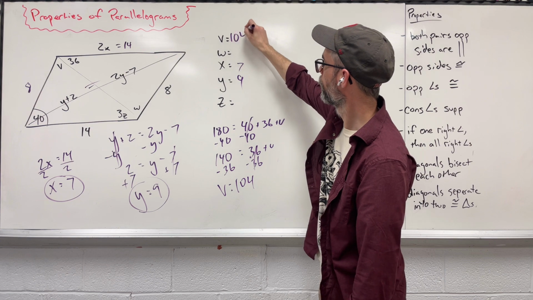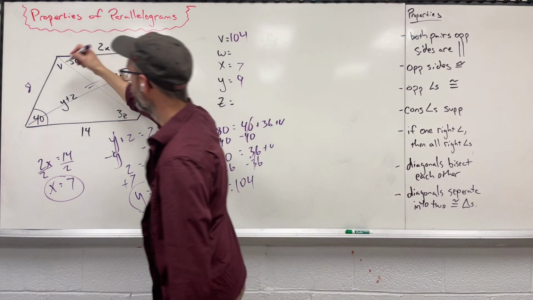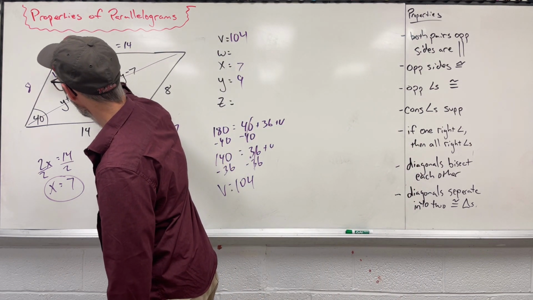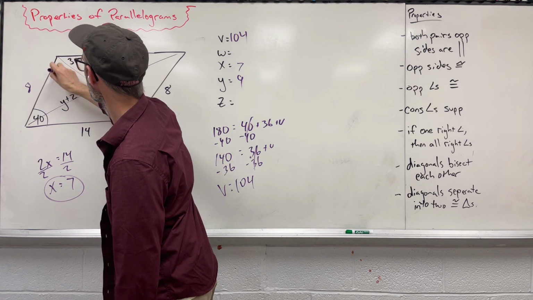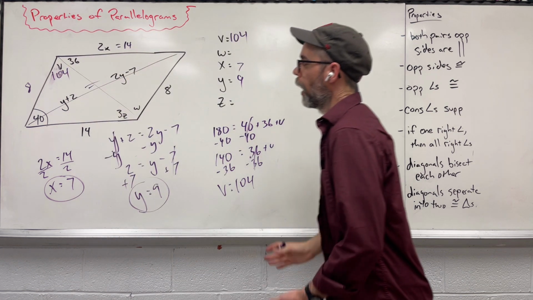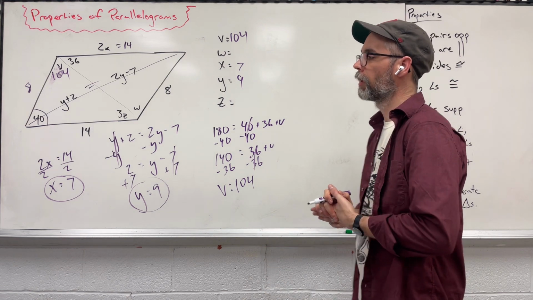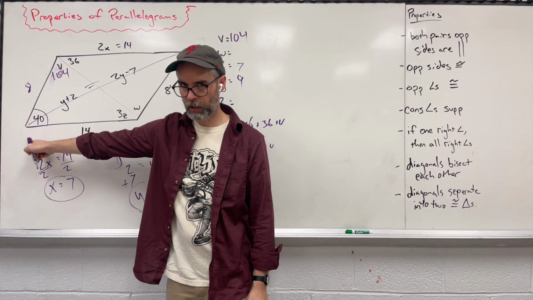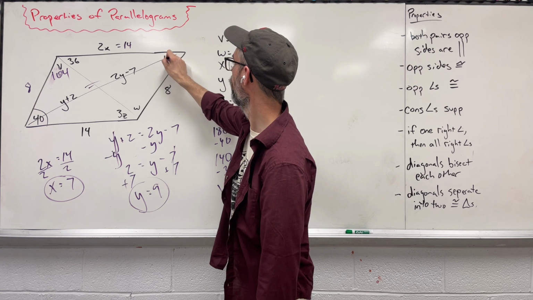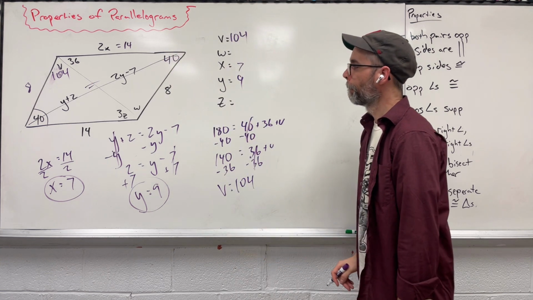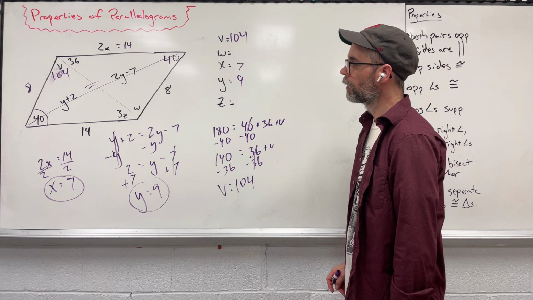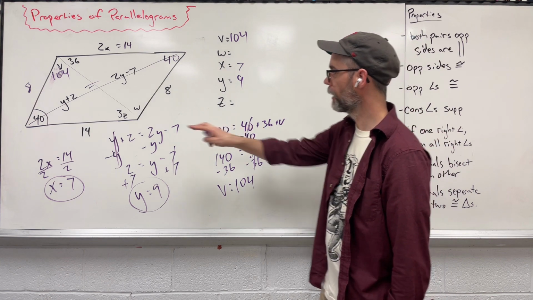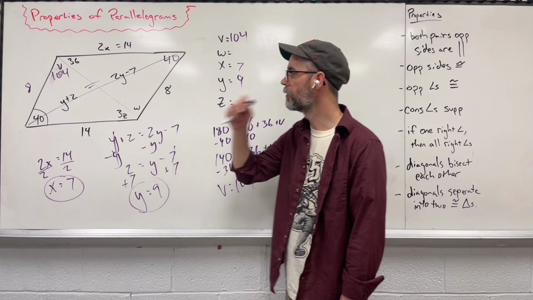Cool. So we know we have 104 here. Okay, what else do we know that we don't necessarily need to write down? We have an angle of 40 degrees down here. That means this angle up here is also 40. Okay, so we have our last two angles here. We have W and Z.